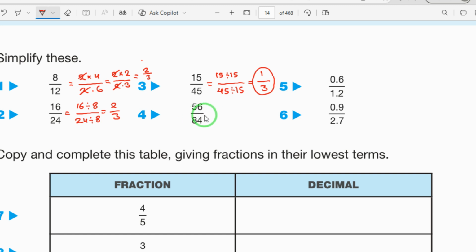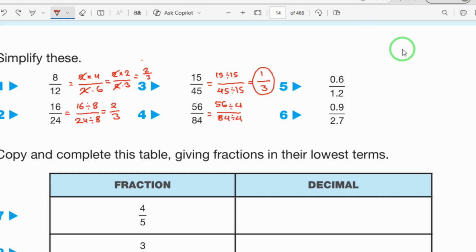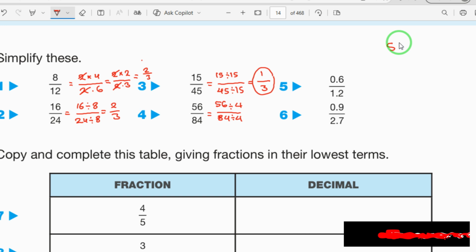Come to question number 4. Here we have 56 over 84. We can divide both numerator and denominator by a common factor. Both numbers are divisible by 4. Here, 56 divided by 4. Use this method. We divide 56 divided by 4.